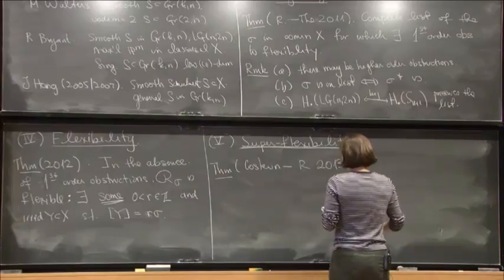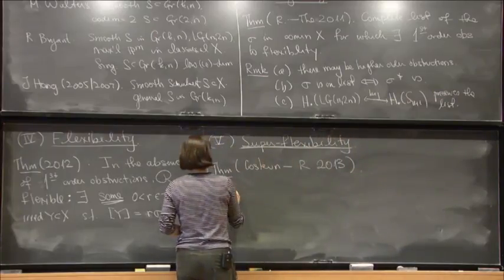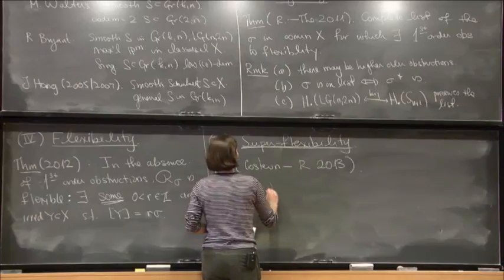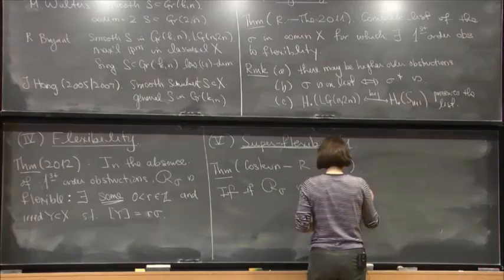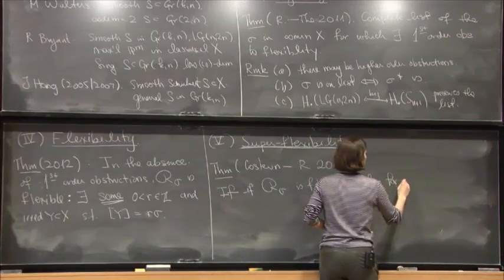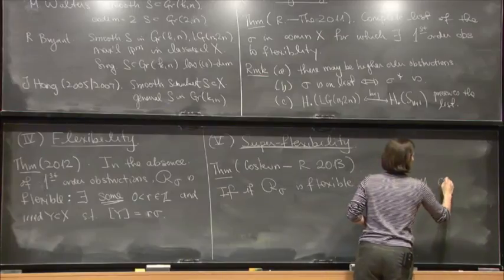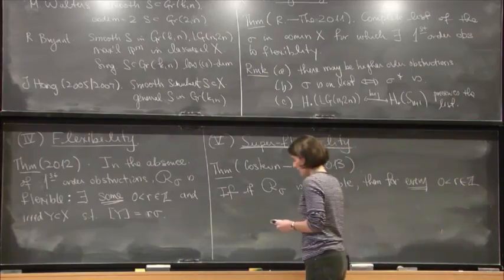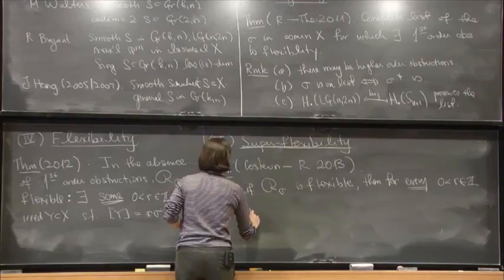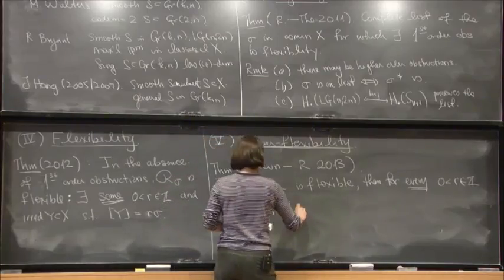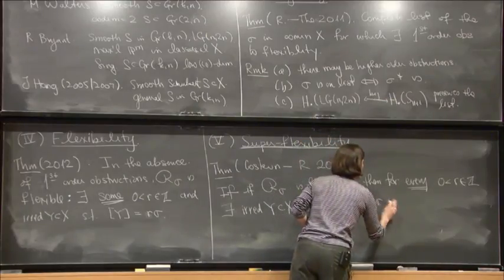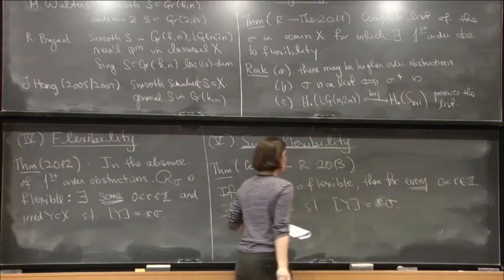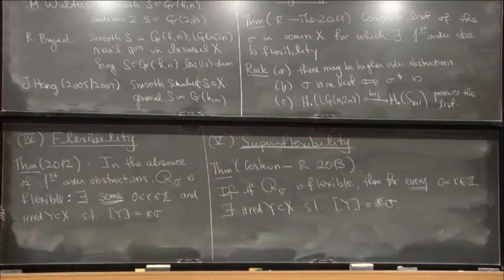Okay. So the result with Izet states that if the Schur system is flexible, then for every positive integer r, there exists an irreducible y in x that is homologous to r times the Schubert class. Okay, this really surprised me. I was not expecting to get this much.